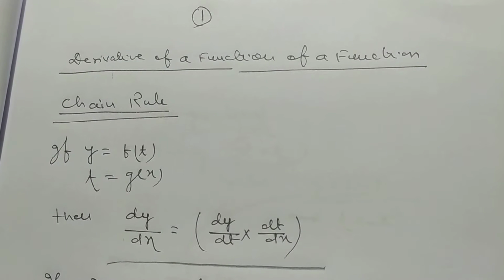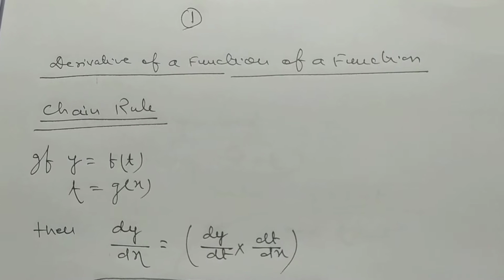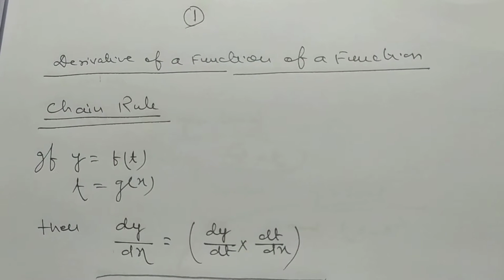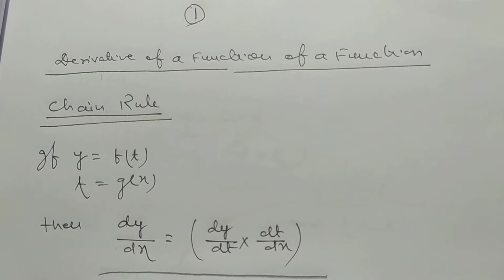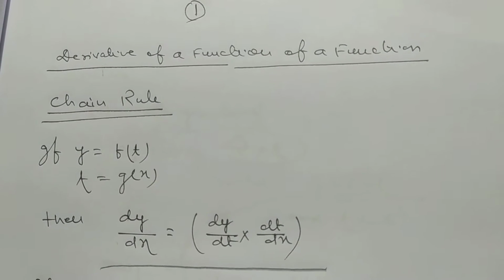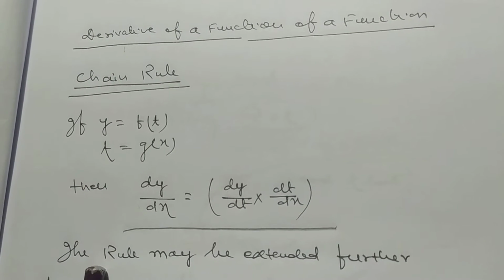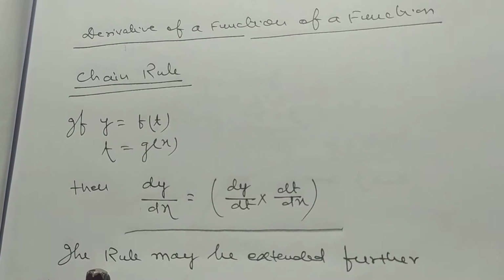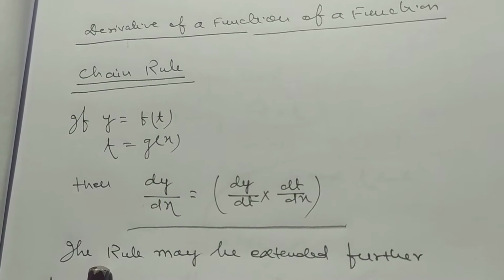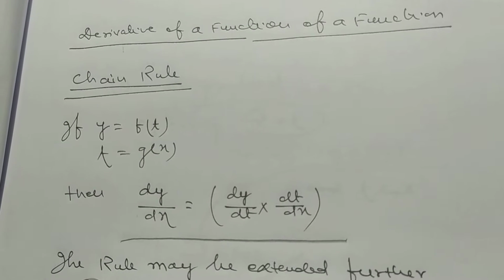Today I want to start the derivative of a function, that is, the chain rule. This rule is known as the chain rule. How does it happen? Suppose y is a function of t and t is a function of x. What do you observe? t connects y and x, so it forms a chain.